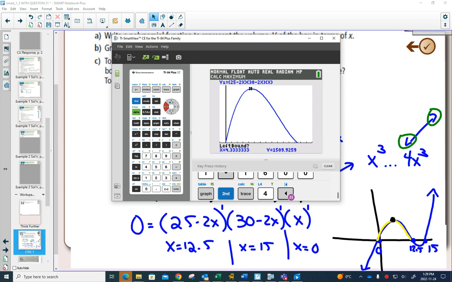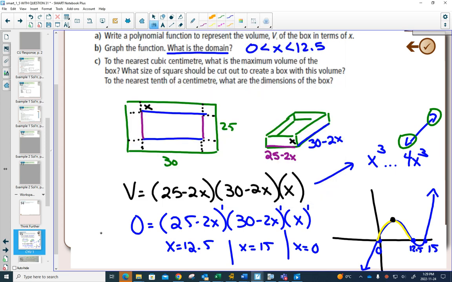Go to the left side of it, push enter, go to the right side of it, push enter. It asks you to guess. I think it's going to be there. Push enter. And did you get 4.53 and 1,512 on your Desmos? Perfect. So we got 4.53. Does it say to the nearest tenth? So this will be 4.5, 1,512.